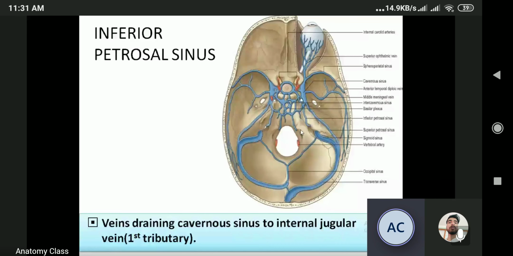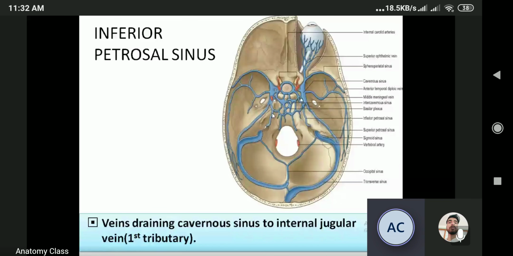Next is the inferior petrosal sinus. Now, the superior petrosal sinus drains the blood from the cavernous sinus into the transverse sinus on both sides, while the inferior petrosal sinus is present along the inferior border of the petrous part of the temporal bone, this pyramidal shaped bone. The inferior petrosal sinus drains the cavernous sinus into the internal jugular vein. Remember, the first tributary of the internal jugular vein is the inferior petrosal sinus.